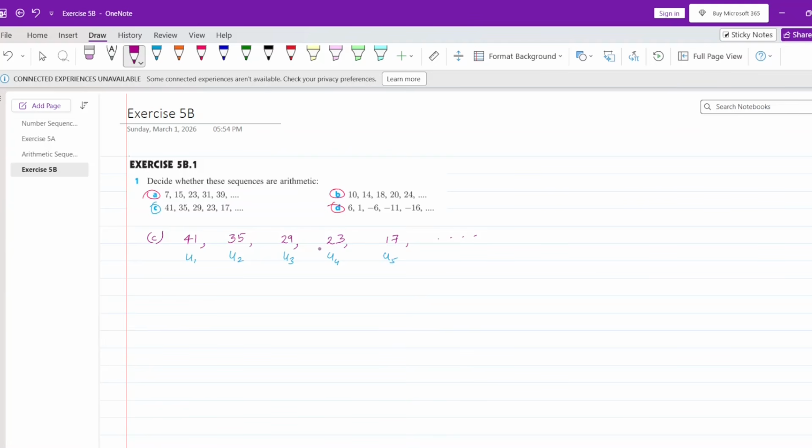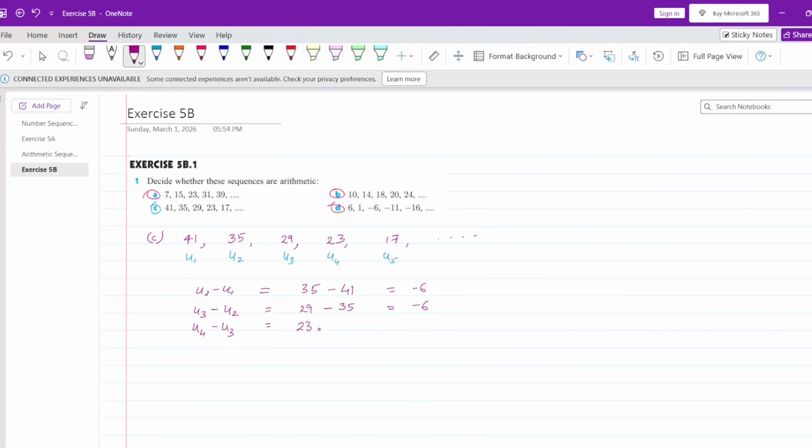Now to check whether these terms together form an arithmetic sequence, we need to find u2 minus u1, that is 35 minus 41, and it equals negative 6. Then we need to calculate u3 minus u2. u3 is 29, u2 is 35. This again equals negative 6.